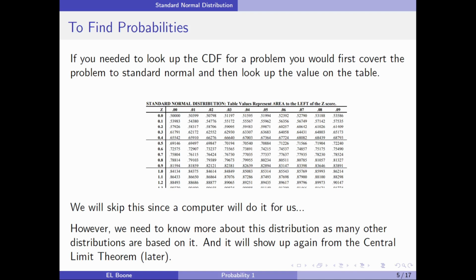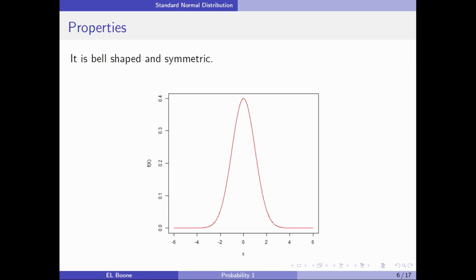Why not? They're everywhere. However, you do need to know about this distribution. Just because the computer will do it, this distribution keeps showing up again and again and again, the standard normal distribution, and it will show up again in the central limit theorem later, and it comes around on its own. We don't actually try to get it to happen. It does happen. All right, so let's look at some basic properties and learn how to play with the standard normal distribution and learn about what it can tell us.